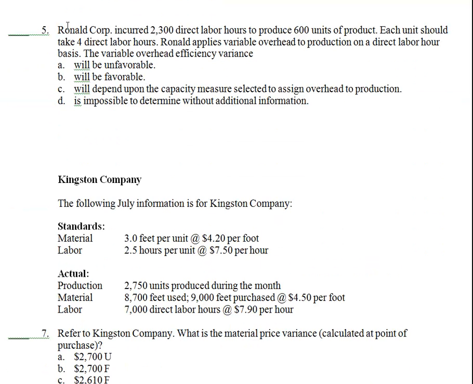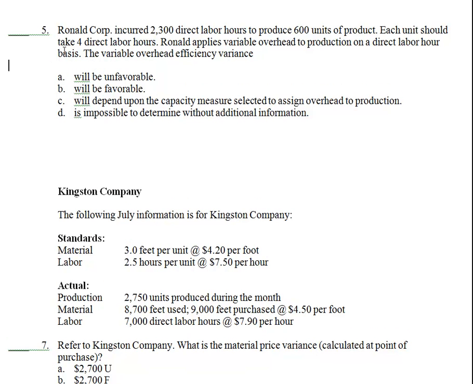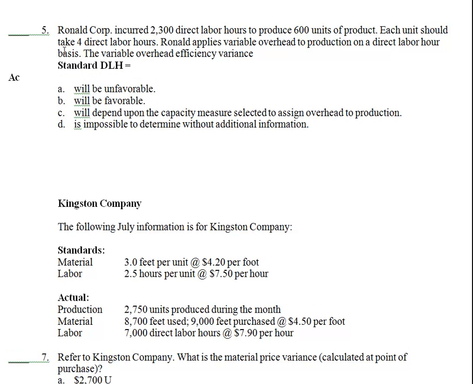Question number 5 says that Ronald Corp incurred 2,300 direct labor hours to produce 600 units of product. Each unit should take 4 direct labor hours. We apply variable overhead to production on a direct labor hour basis. The variable overhead efficiency variance is what? So again, variable overhead is identical to labor. So all you're comparing is the standard quantity, so you're comparing standard direct labor hours to actual direct labor hours. Okay, so it's the same as labor. Nothing's going to change.